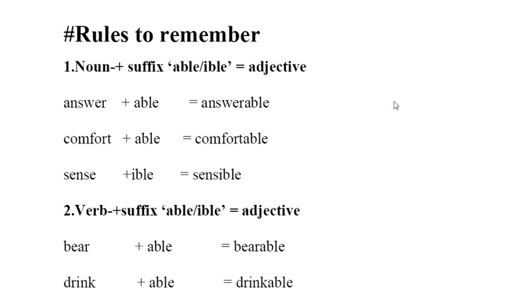First one: with a noun we can add able or ible, and then it becomes an adjective, like answer plus able, answerable. Comfort plus able, comfortable. Sense plus ible, sensible. So if you find a noun, we can add the able or ible suffix, then it becomes an adjective. So answerable, comfortable, sensible.